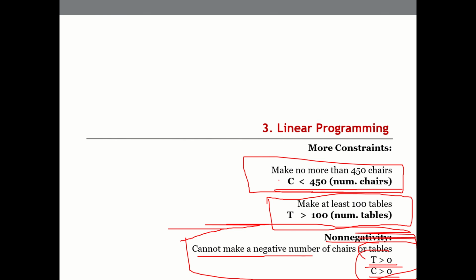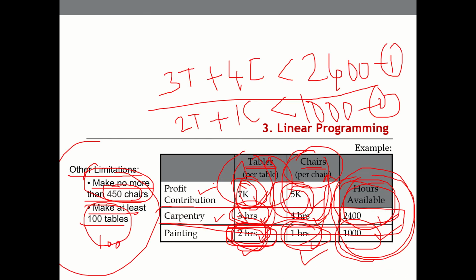See, the problem is, let us go back here. Make no more than 400 chairs. So that means we don't want chairs more than 450, okay, and make at least 100 tables. So anything less than 100 is not feasible.